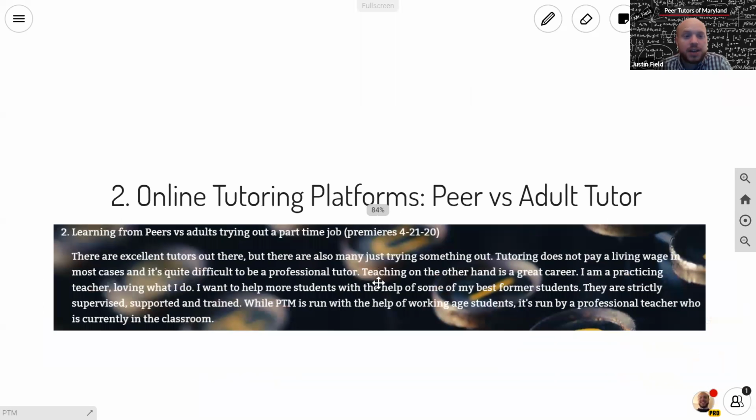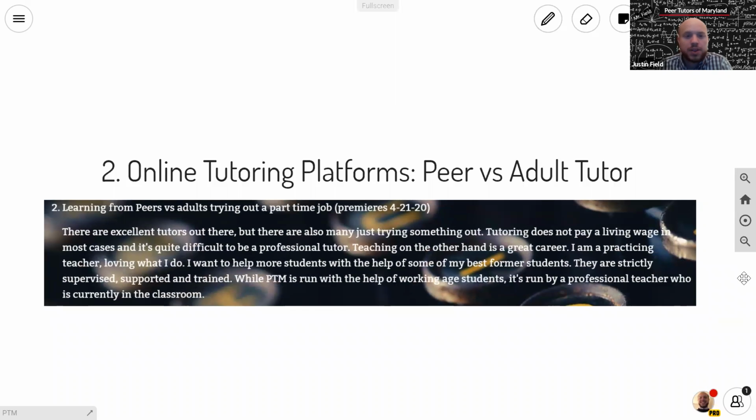There are a lot of excellent tutors out there, but there are also many just trying something out. Tutoring doesn't pay a living wage in most cases, and it's quite difficult to be a professional tutor, like full-time. Teaching, on the other hand, is a great career. I'm a practicing teacher. I love what I do, and I just want to help more students with the help of some of my best former students.